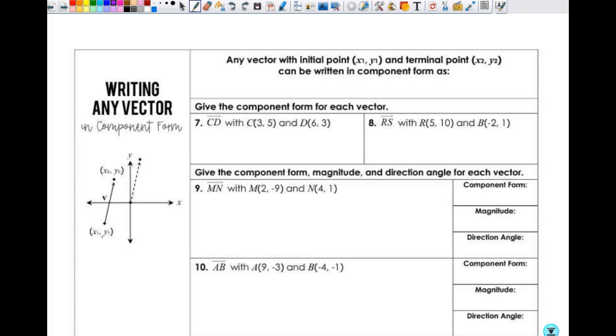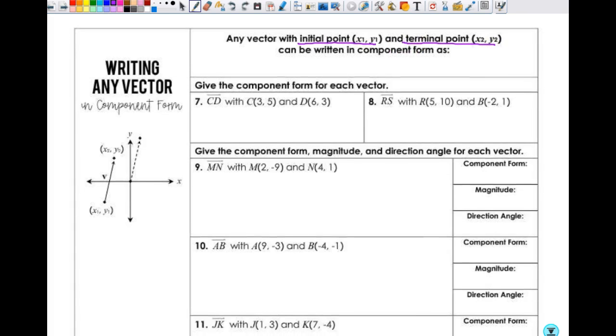So it says any vector with initial point x1, y1 and terminal point x2, y2 can be written in component form as, all right, so again, vocabulary is important. Component form has the little pointy brackets. This is also the only time I can think of so far where you've had an x1, y1, x2, y2 situation where the order matters. Because when you do slope, if you mix up x1, y1, and x2, y2, it doesn't matter. You can just pick whichever one you want. Same thing for distance formula and a lot of the other stuff that you've done.